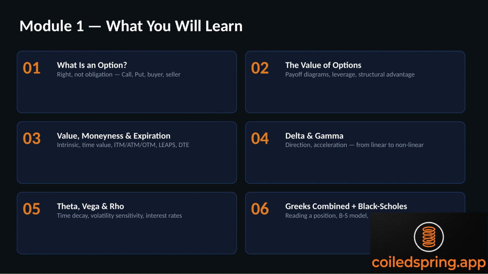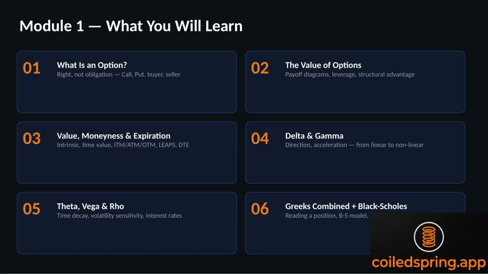Lesson 2, the value of options, takes that foundation and shows you why options are a structurally superior instrument for certain types of trades. We'll look at payoff diagrams, leverage, and what defined risk actually means in practice. Lesson 3, value, moneyness, and expiration, is where pricing gets real. We'll break down how a premium is composed, what intrinsic and time value mean, how moneyness works across ITM, ATM, and OTM options, and why LEAPS change the game for long-term positions.